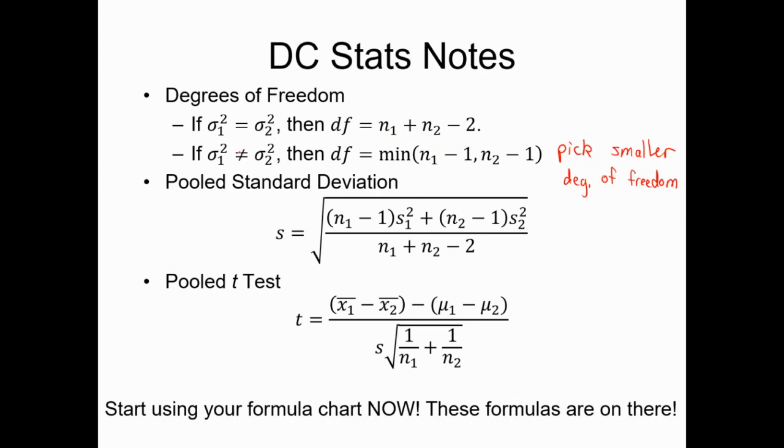Now, if they are equal, so if this first one holds, then you can calculate S. That's going to be our pooled standard deviation. And then this S that you calculate is what would be used when doing a pooled t-test.